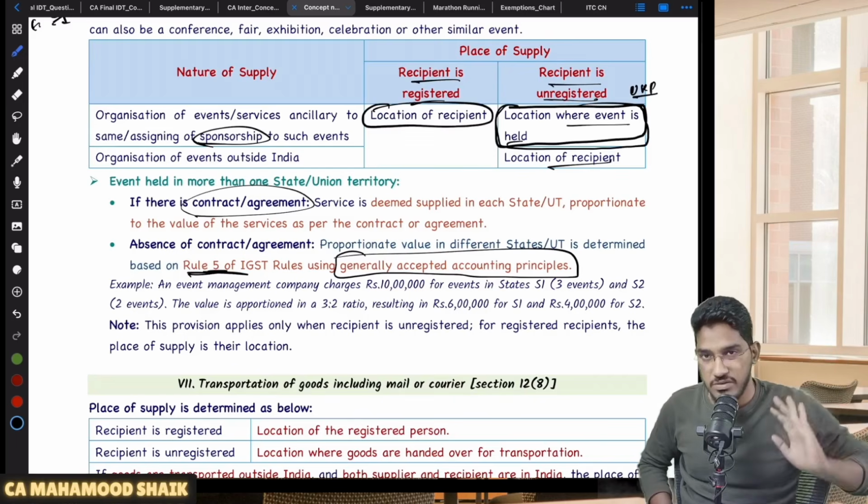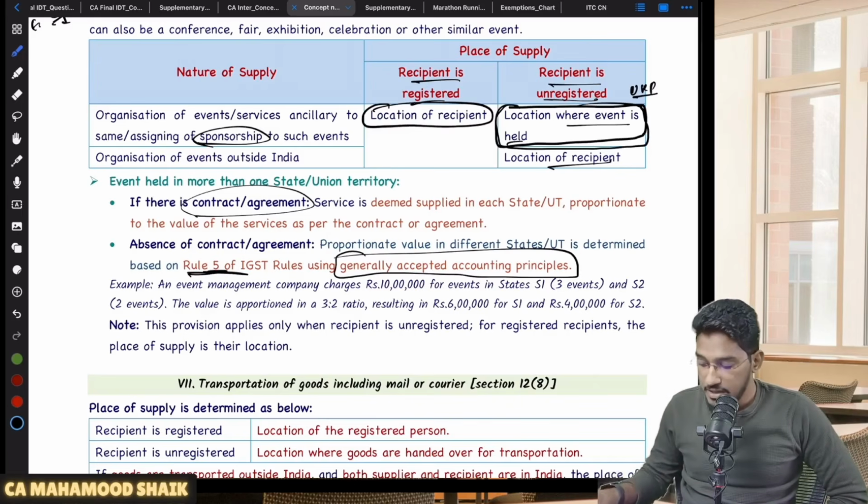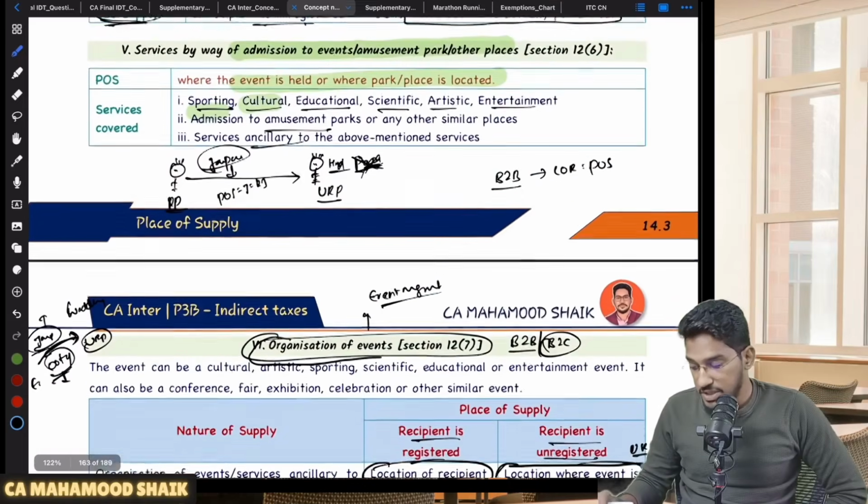Generally, we will bifurcate in the expense ratio. So what generally accepted accounting principle says is the expense ratio. You don't have to write all that expense ratio in the exam. Just say that as per generally accepted accounting principles, we have to bifurcate the value. This much you are required to write. Understood? So this is what we have regarding 12 subsection 7.